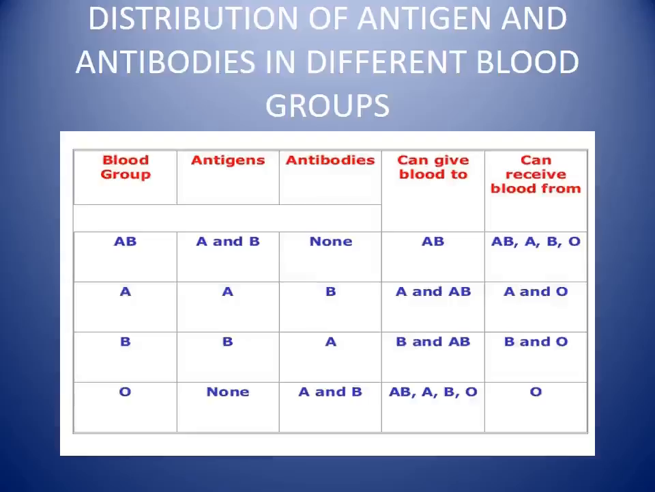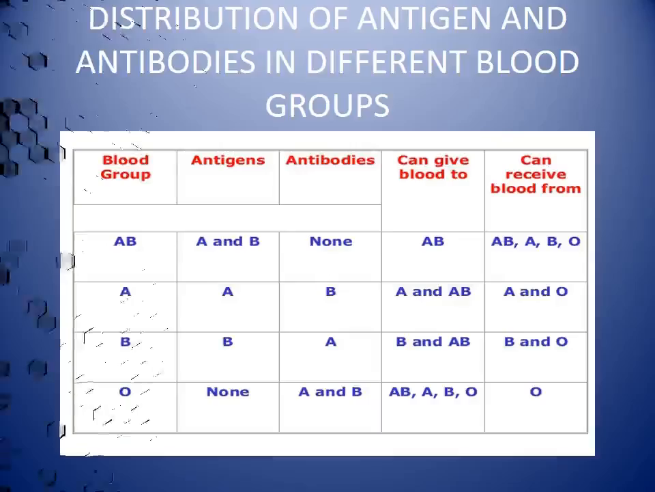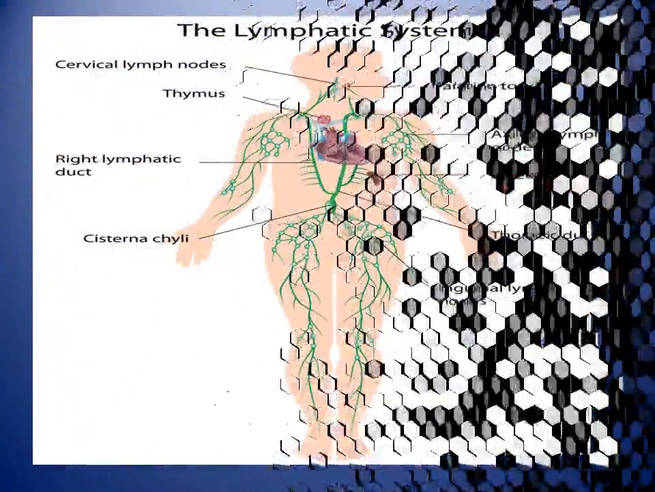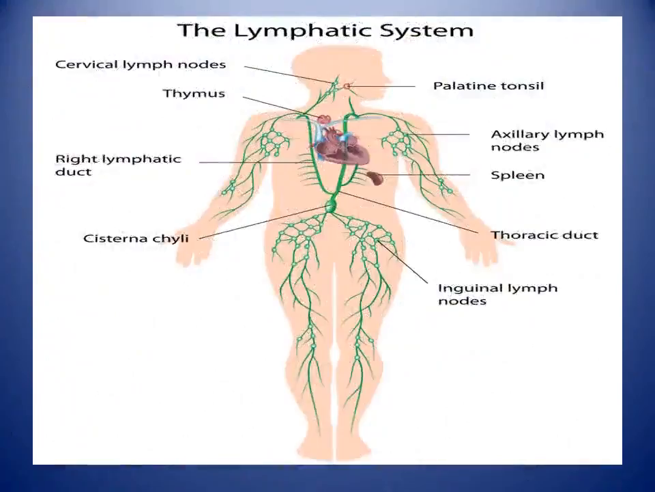AB, O, all of these are mingled in AB. AB receives all. Next, A receives from A and O, and B receives from B and O only. Next we have to see the lymphatic system.